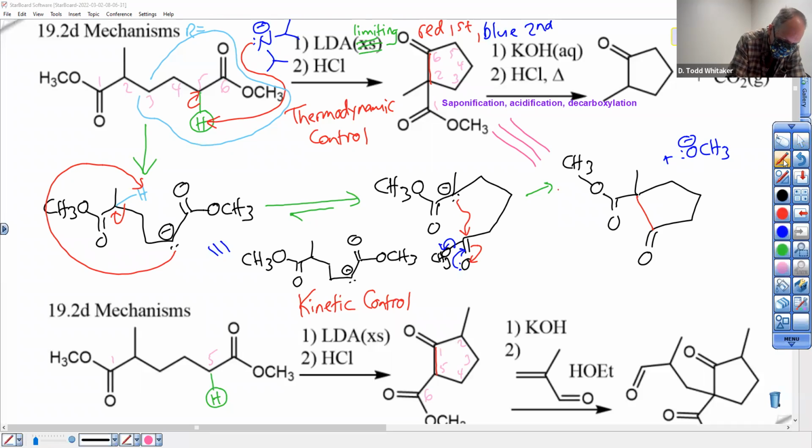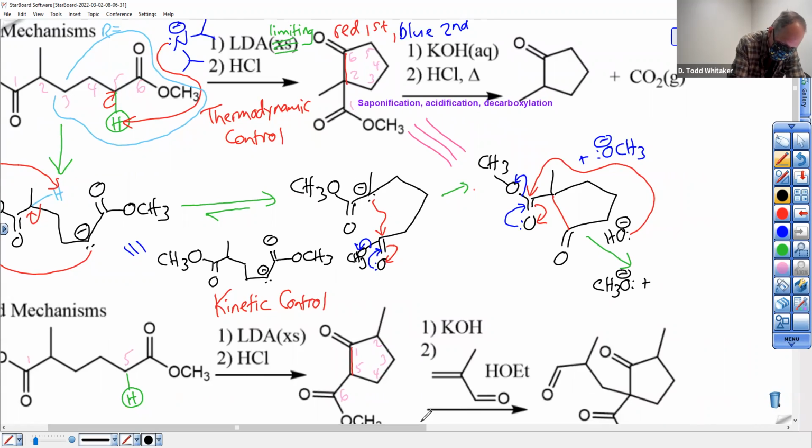What's going to happen during saponification? Hydroxide attacks carbonyl of ester. Electrons up, electrons back. Methoxide, bye-bye. And there's your CH3O minus, plus HO bonded to carbonyl, bonded to carbon with methyl, bonded to carbonyl.